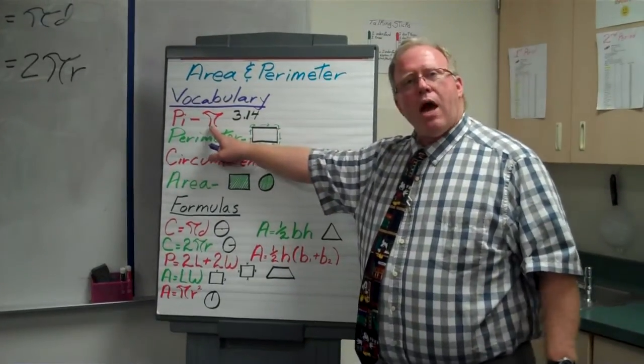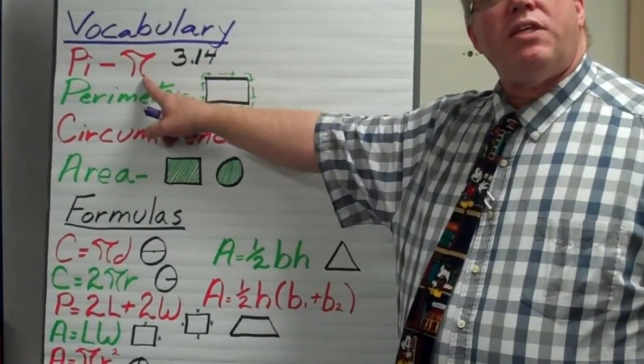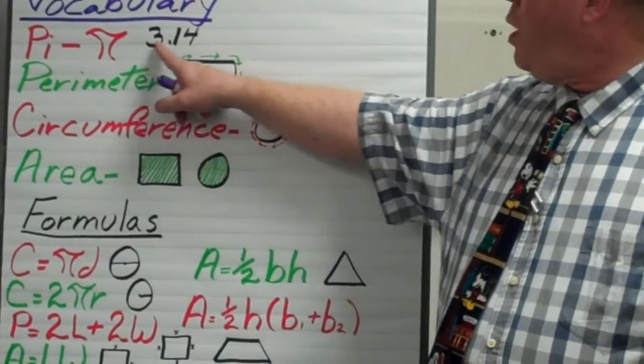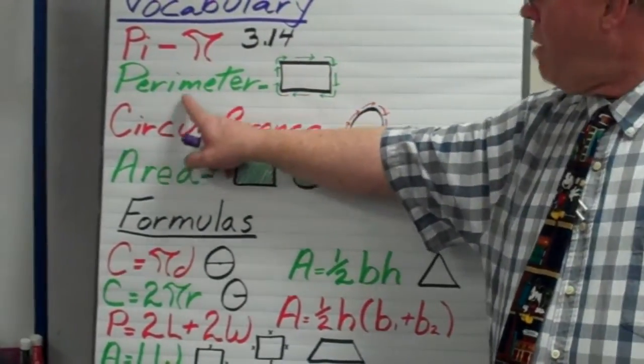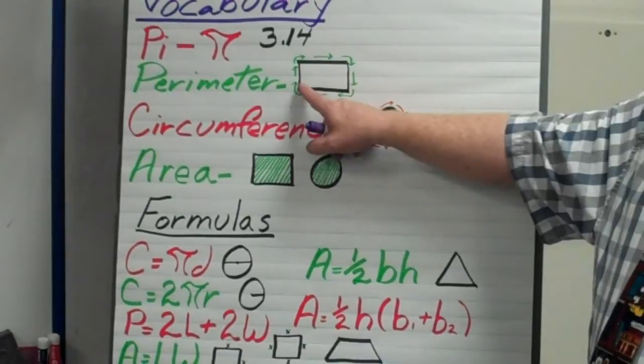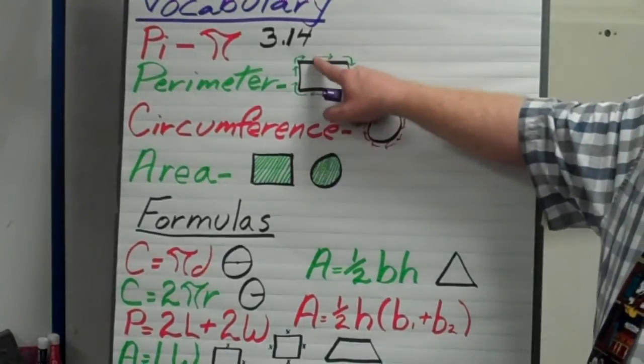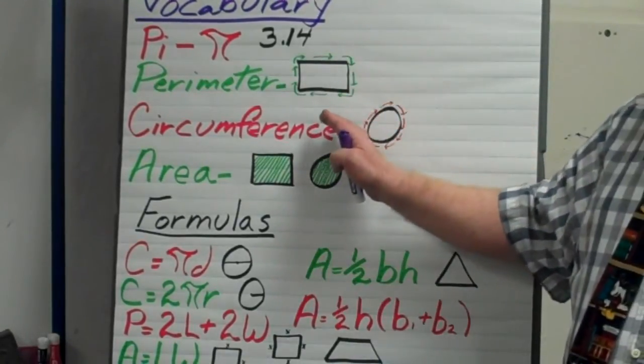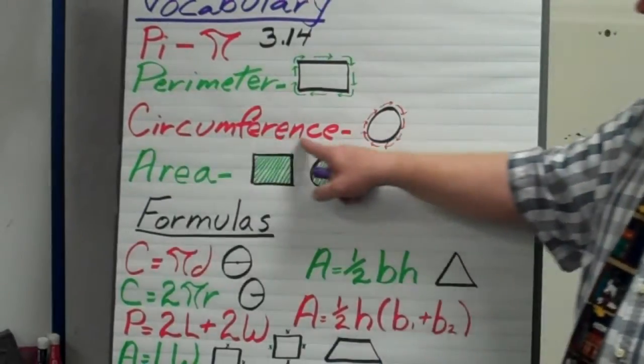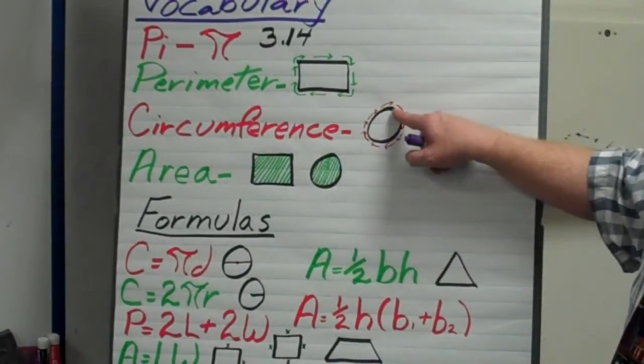To begin with, we have pi. And pi is represented by this little symbol, which really means 3.14. Then we have perimeter. Perimeter is all the way around the outside of a particular area. Circumference. Circumference is the perimeter of a circle.